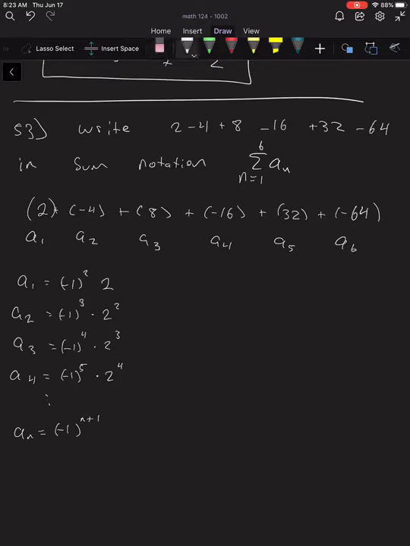And then also, so when you have a 1 here, there's a 1 power. 2 here, we have a 2 power. 3 here, we have a 3 power. So whatever the subscript is on the n, that's going to be our power. So now we have an n, so this is just going to be 2 to the n. So then here's our an term.